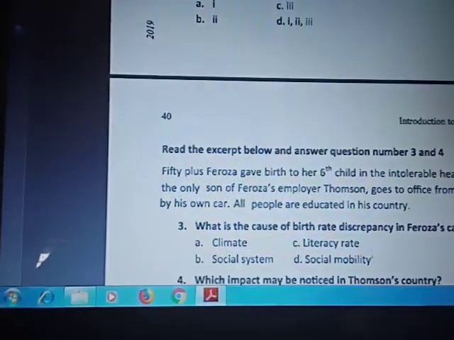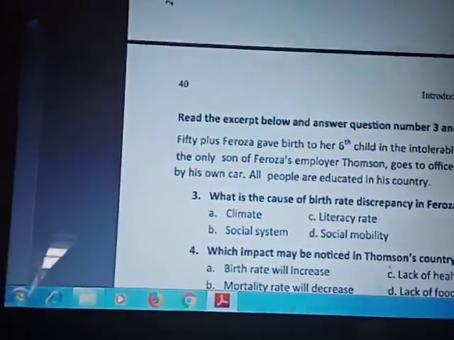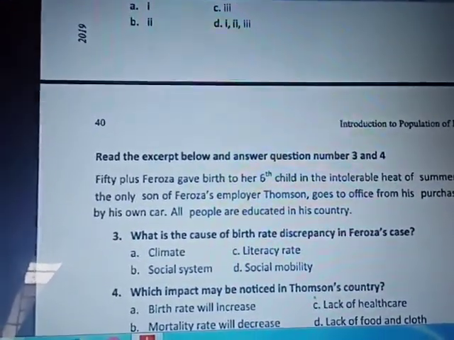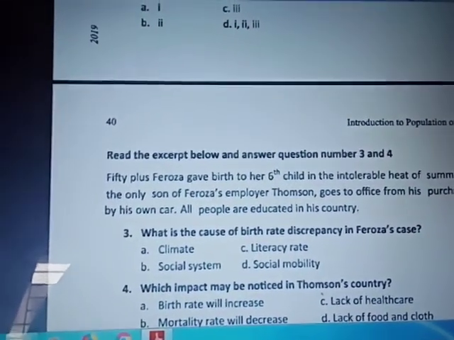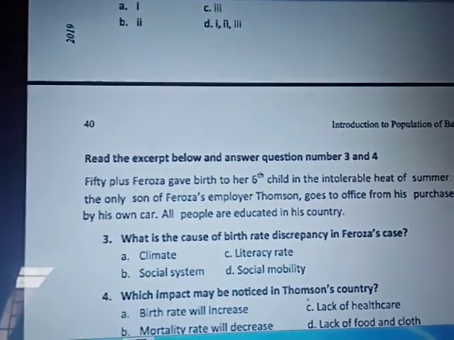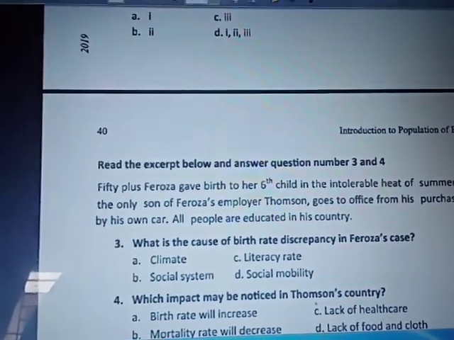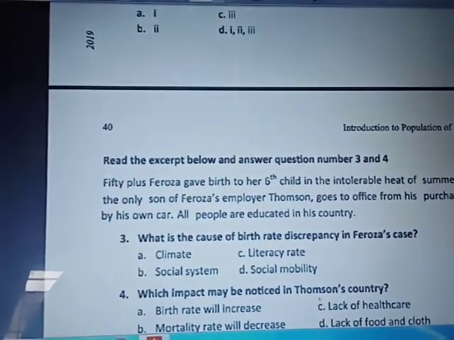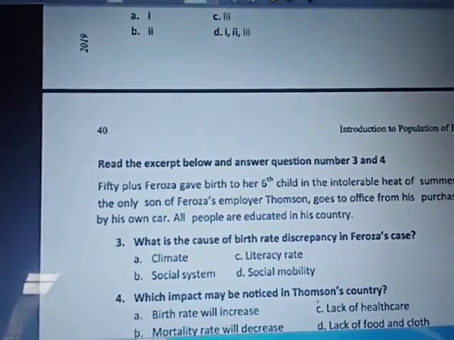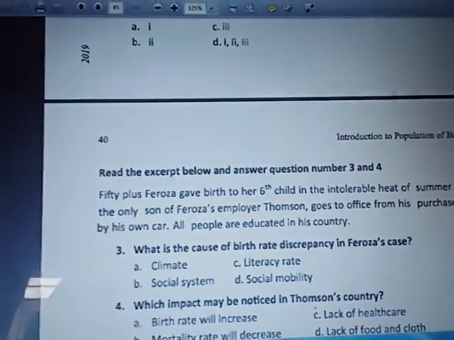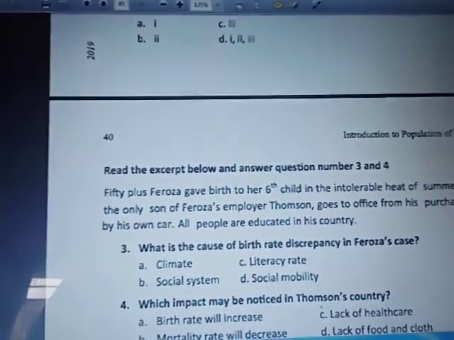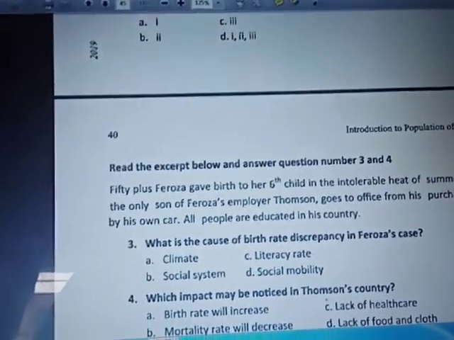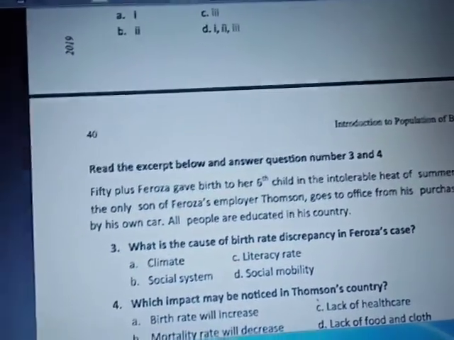Look, read the extract below and answer question number 3 and 4. Firoja, 50 plus, gave birth to her 6 children in the intolerable heat of summer. Shushan, the only son of Firoja's employer, Thompson, goes to office from his purchased home by his own car. All people are educated in his country. What is the cause of birth rate discrepancy in Firoja's case? The answer will be literacy rate.